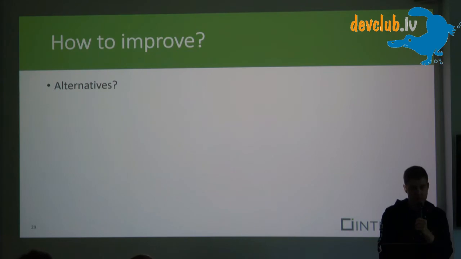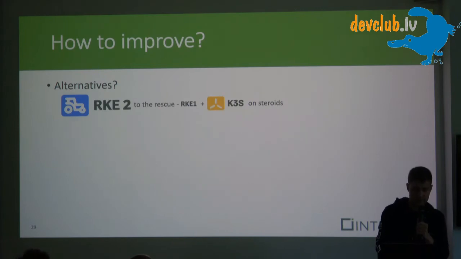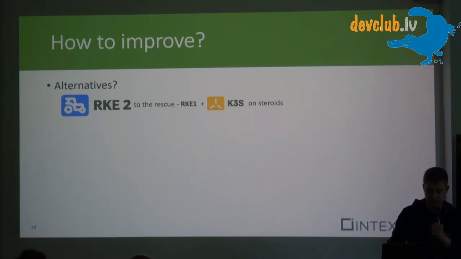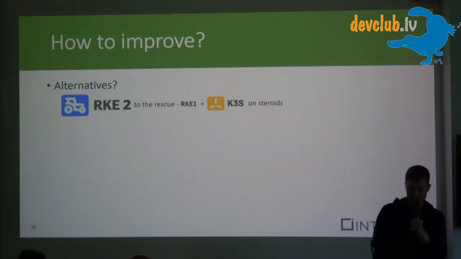And since we were already familiar with Rancher products, we saw that there is an alternative that was being released recently. It was called RKE2. It is probably the best of both worlds from RKE1 and K3s. And K3s is a lightweight Kubernetes distribution for running clusters in a limited or air-gapped environment.